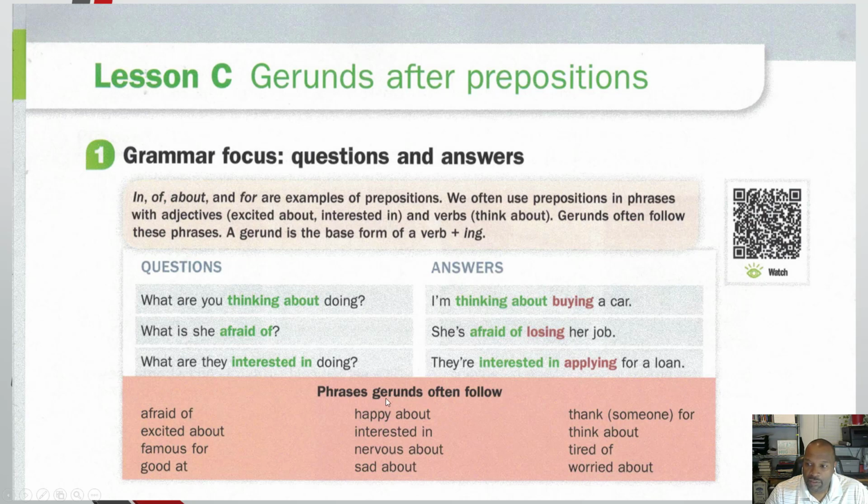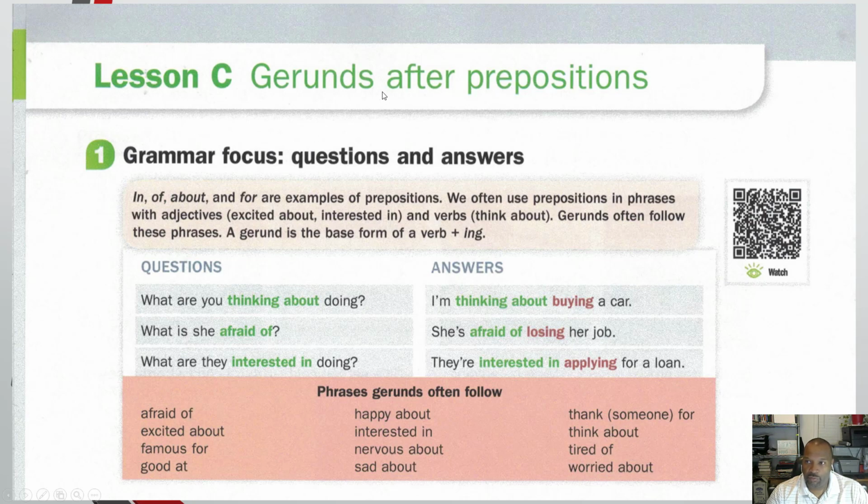Gerunds often follow these phrases: afraid of, excited about, famous for, good at, happy about, interested in, nervous about, sad about, thank someone, so thank John for, think about, tired of, worried about.